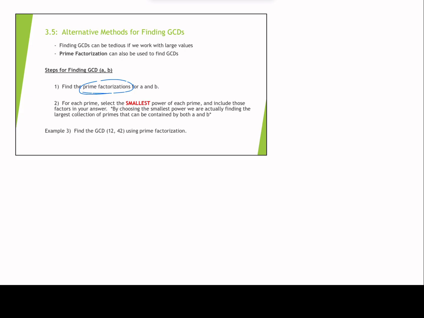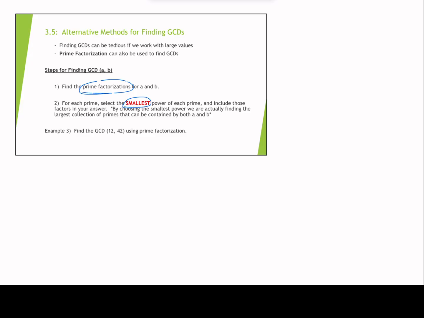Once you have the prime factorizations for A and B set, for each prime, what you're going to do is actually select the smallest power for each prime number and include that factor in your answer. What I want you to note here is it's almost counterintuitive at first glance because we're looking for the greatest common divisor, but we actually have to pick the smallest or tiniest power for each prime. By choosing that smallest power, though, we're actually finding the largest collection of primes that can be contained by both values that were given, so by both A and B.